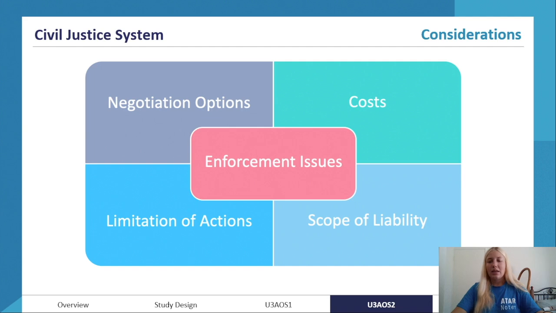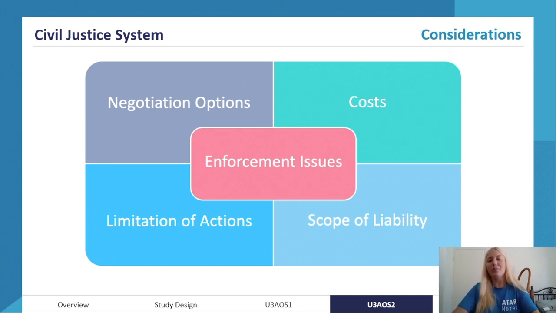Okay. Following on, by considerations, I mean you need to know about things that a plaintiff needs to consider before they initiate a civil claim and to even decide whether they should initiate a civil claim. Fortunately, again, this is a bigger diagram. Some of these have been removed from your study design, so you have to know even less.